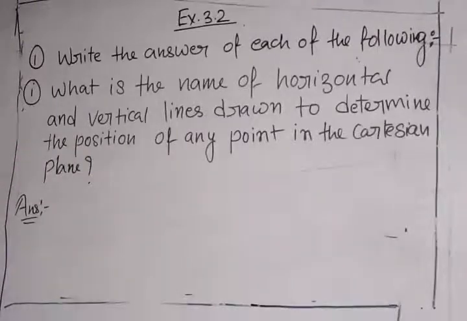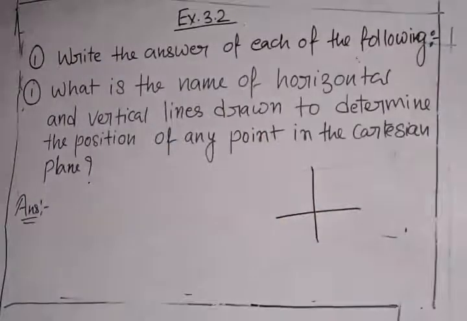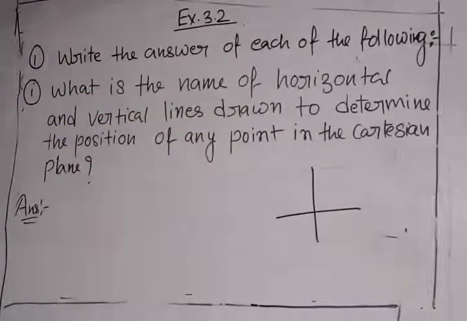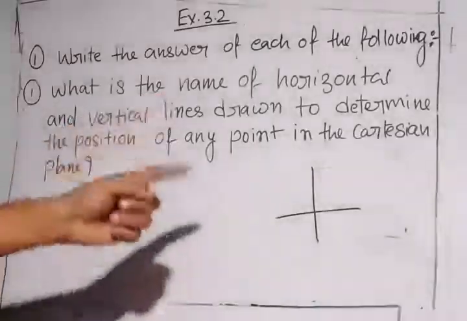In the introduction video, I have mentioned about the two lines, one horizontal line and one vertical line. This is the horizontal line and this is the vertical line. Now we have to tell the name. What is the name of this horizontal line and the vertical line drawn to determine the position of any point in the Cartesian plane? That means any point in the graph paper. So what is their name? One is a horizontal line, okay. One is a vertical line, that is also okay. But what is their name?